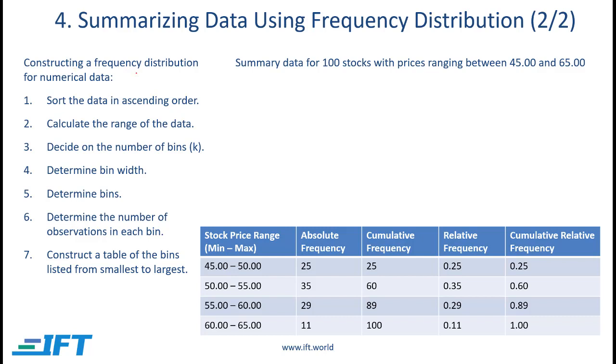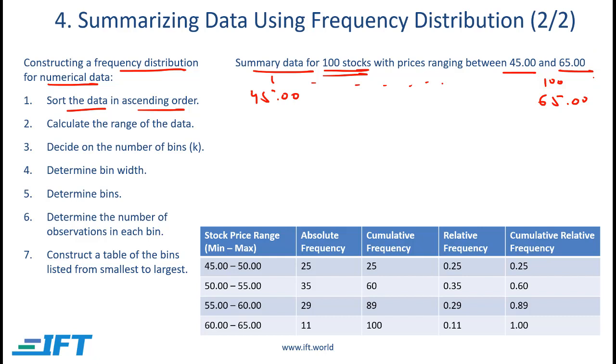Now let's say we want to construct the frequency distribution for numerical data. And we will understand this process using a simple example. Say we have the summary data for the price of 100 stocks, and the price range is from 45.00 to 65.00. The first thing we do is sort the data in ascending order. Let's say our lowest number is 45.00, so that comes first, and then we sort in ascending order. The highest number, which is the 100th stock, would be 65. So this is the data that we have.